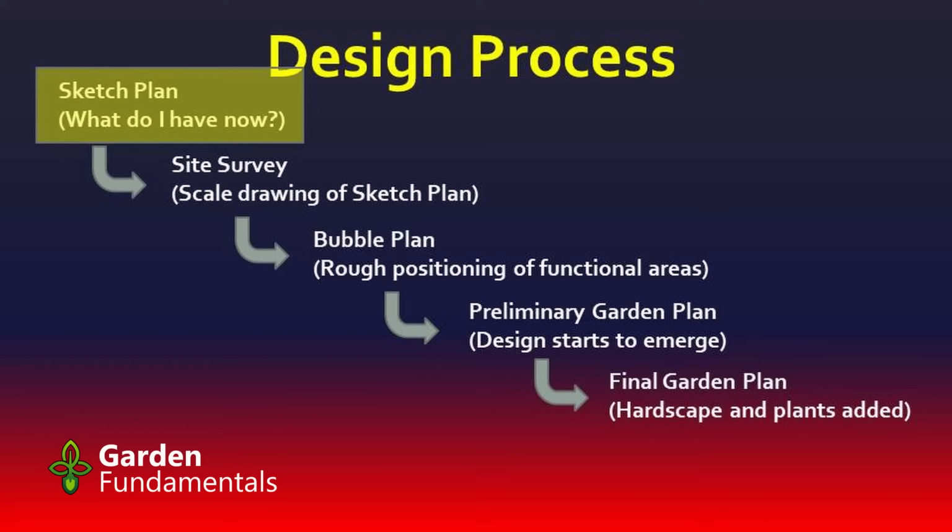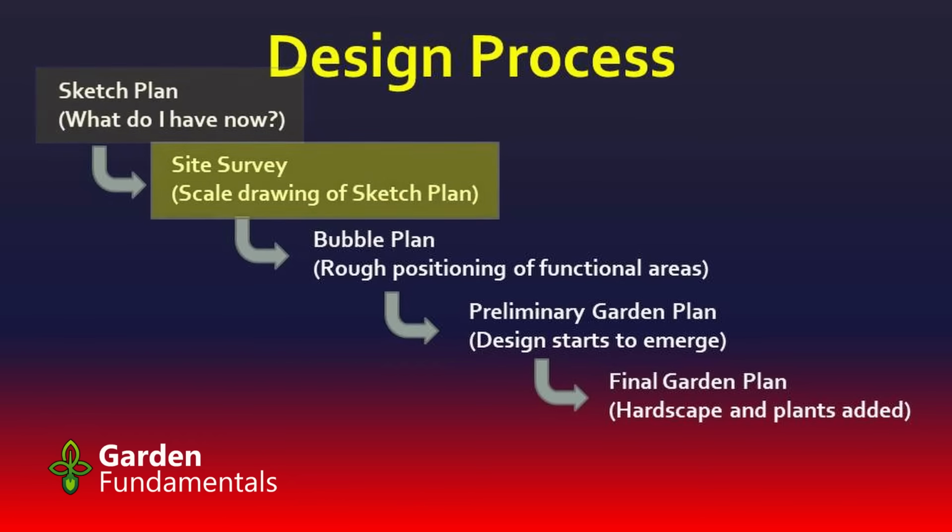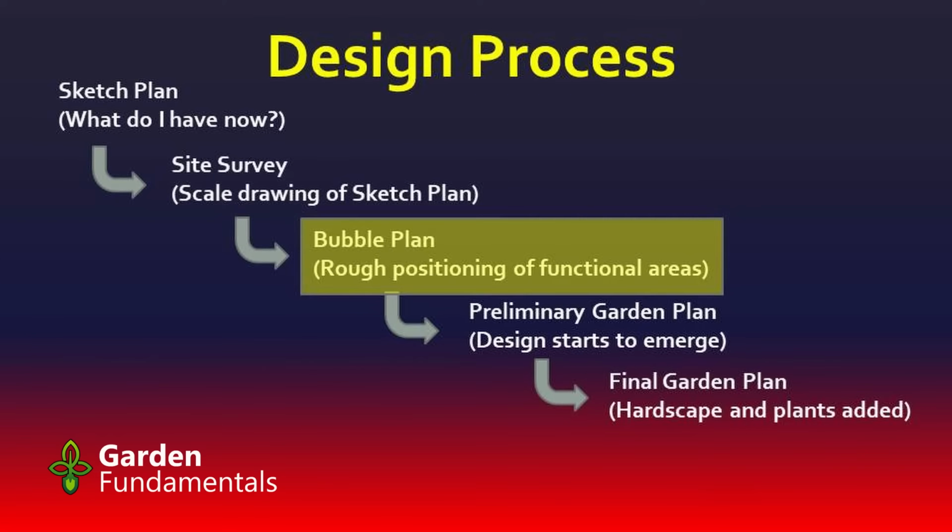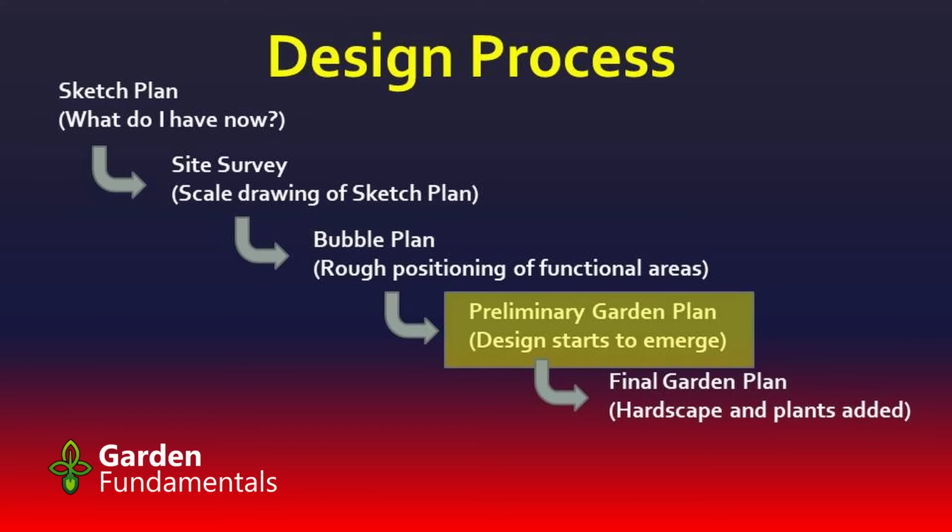We start out with a sketch plan, which is a rough drawing of what you now have in the garden. Then we take that and we create something called the site survey. It's a more exact drawing of your property so that everything is in scale. We then draw a bubble plan, which is a very, very rough drawing of where we might position things in the garden. If you want a patio, for example, where are you going to put that patio? If you want a vegetable garden, do you want it at the back of the property or at the front of the property? Then we fine-tune that and develop some preliminary garden plan.